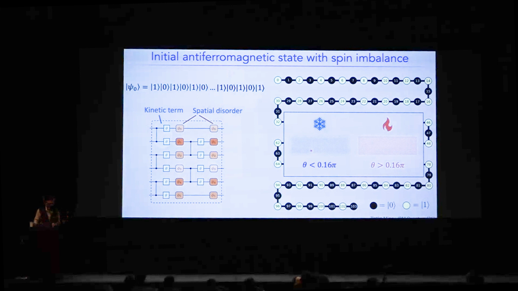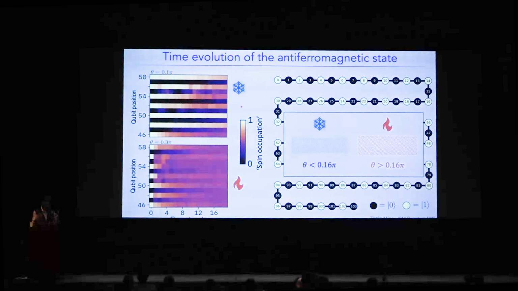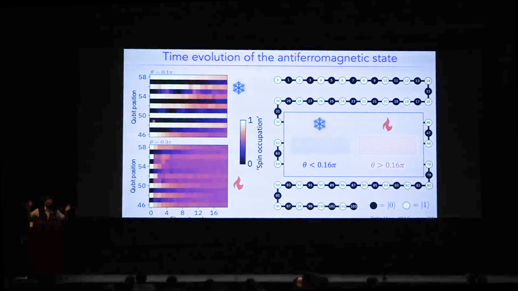From other numerics, in 1D, we can say that there's a critical angle somewhere around 0.16 pi for the interaction strength. On one side, one should be in the ergodic thermalizing regime. On the other side, one is probably in a 1D FBO regime. So here's what the spin density evolution of the qubits around the middle look like. I could show you all of them, but it's just too much information, so let's zoom in.